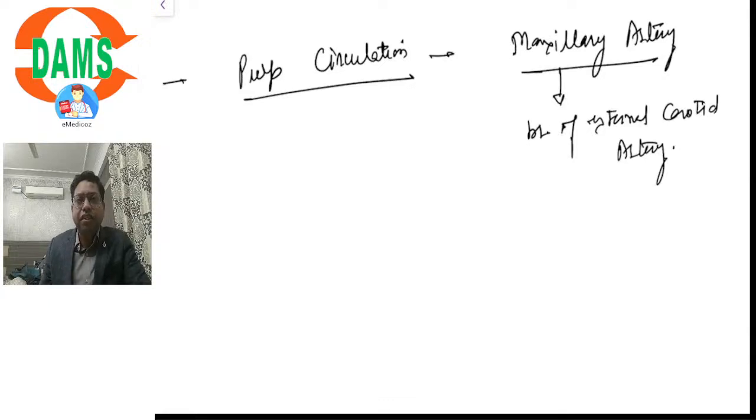It is a branch of the external carotid artery. Pulpal blood flow.